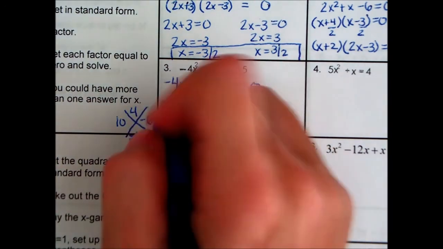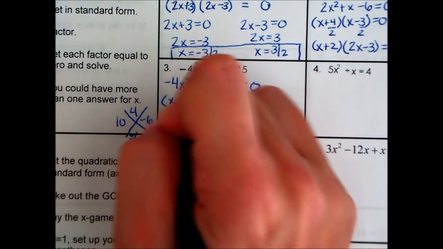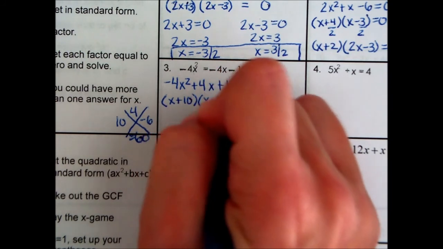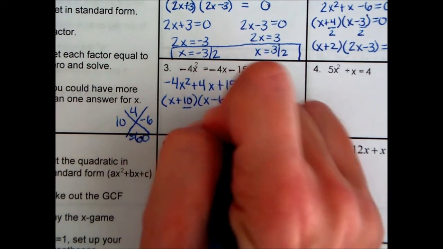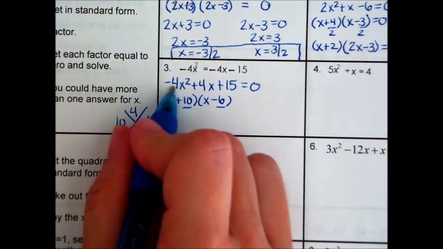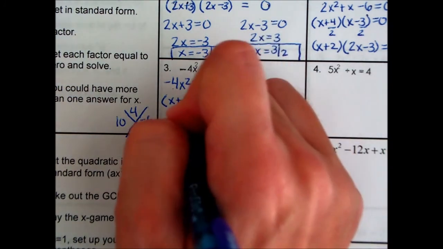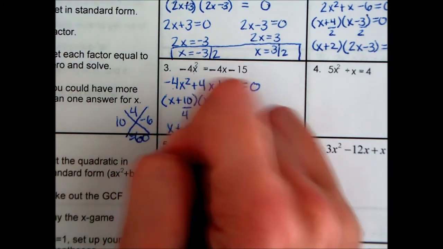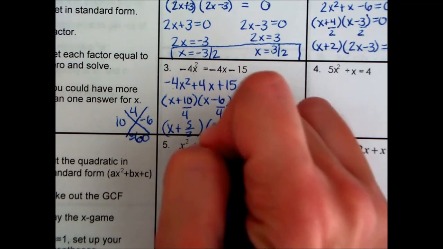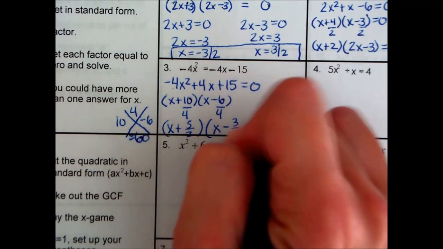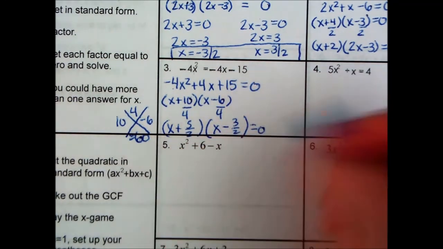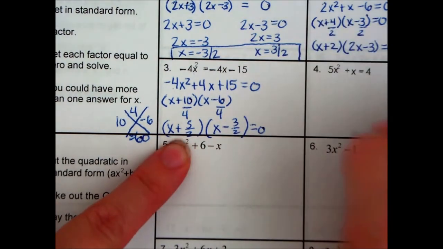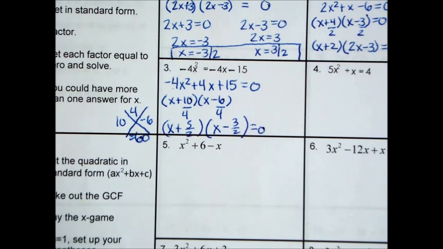So then we're going to do the same thing where we have our x plus 10 times our x minus 6. But don't forget to divide out your a. Our a was this 4. Divide it from both sides. Simplify. x plus 5 halves times x minus 3 halves equals 0. And then we're going to slip this to the front.